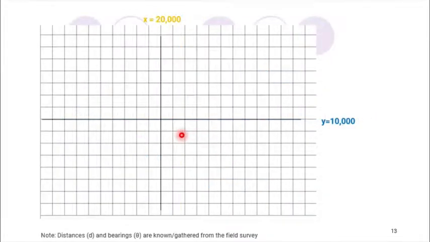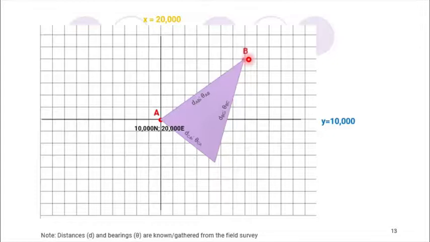Suppose you have a three-station traverse with station A having coordinates of 10,000, 20,000. You have A, B, and C, and you are after getting the coordinates of B and C, given the distances and bearings of traverse lines AB, BC, and CA.